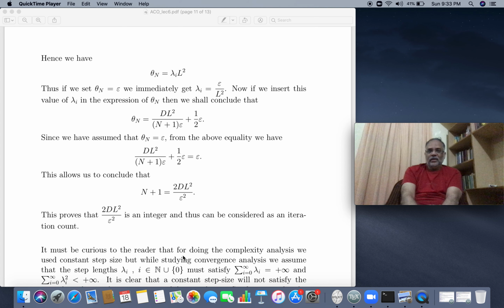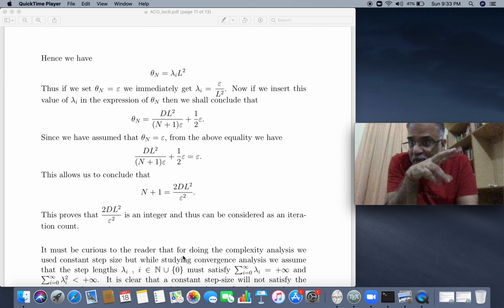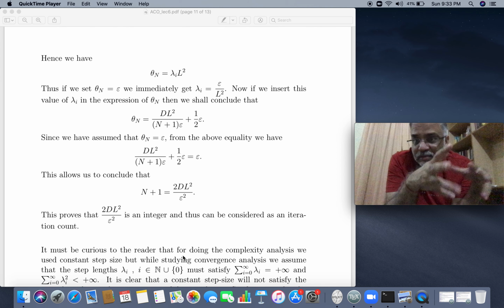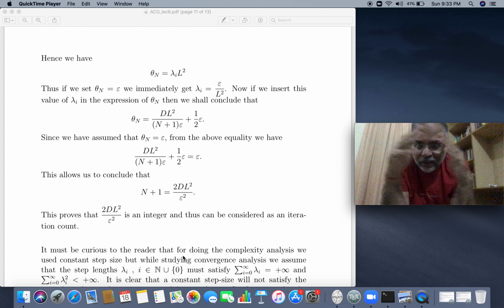epsilon, then 2d by L square by epsilon square minus 1 can be taken as an iteration count. But not in my theorem. That theorem doesn't tell me that 2d by L square by epsilon square would be an integer. Then we take the ceiling function. Okay.